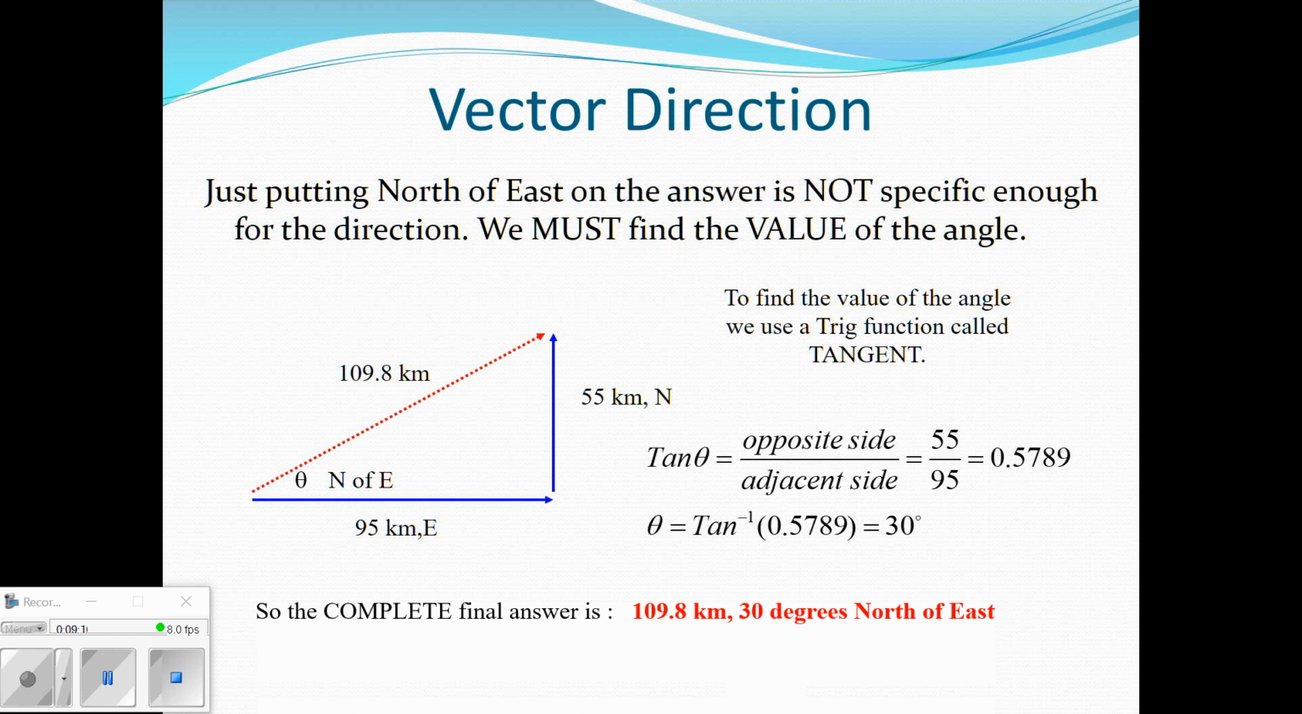So we can say as a total for this direction, the person is walking 109.8 kilometers, right? And they're walking at an angle of 30 degrees north of east. This tells you a displacement, this tells you a direction, and it gives both on our scales.